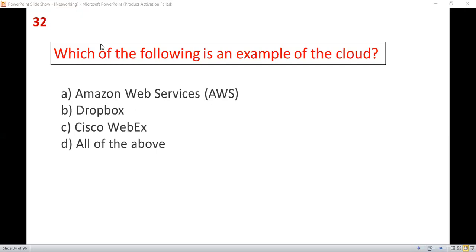Okay. See, the answer for the cloud: Amazon Web Services is also an example of a cloud, and we can also use Dropbox and Cisco WebEx. So we can say that the option for this question will be all of the above, because all of these are examples of a cloud. Okay, so the option will be D, all of the above.